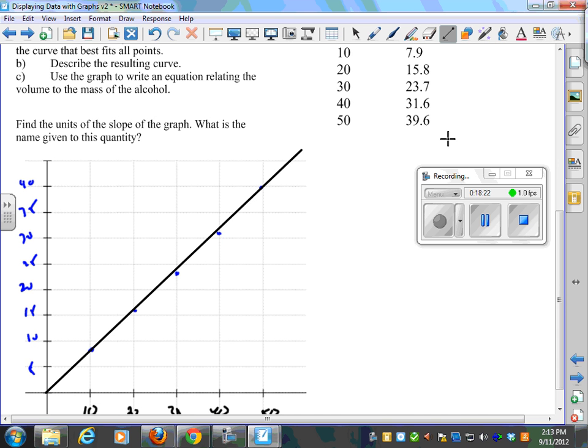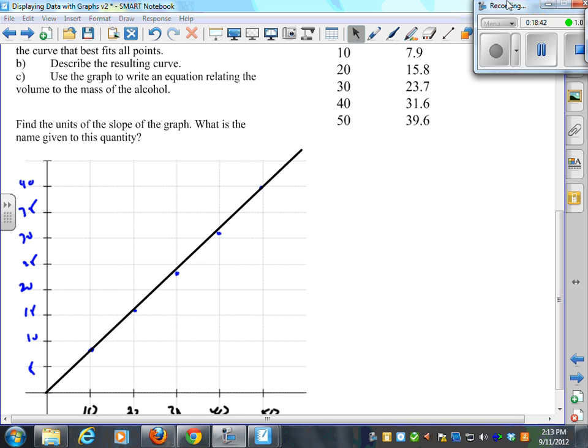B, describe the resulting curve. Miguel got all fired up because he said it's not a curve, but a line is simply a straight curve. So your answer for B would be it's a line. Okay, and now how do we find the equation? Here's the hard part. Watch carefully because I'm going to describe how to find the equation. You pick 2 points. I like that one and that one. Can I pick any 2 I want? Absolutely, I can pick any 2 I want.